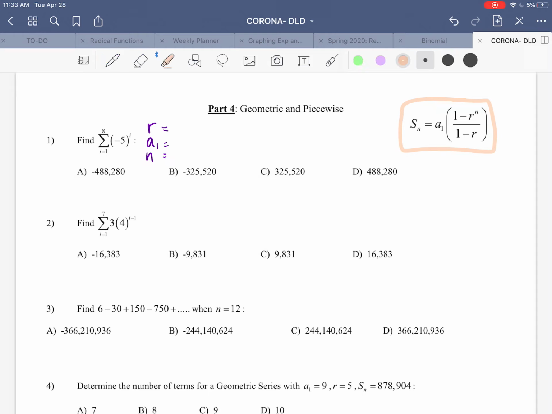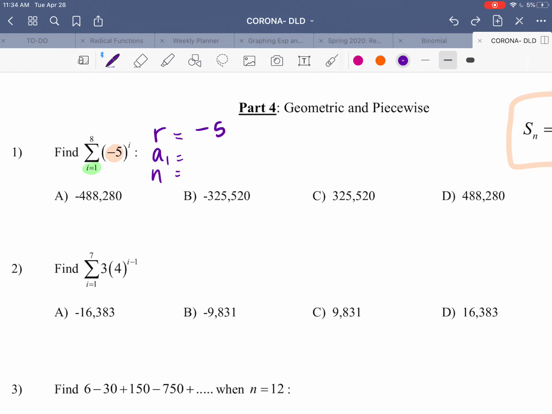ran. R in this case is going to be found right here in the parentheses. It is the base of whatever your exponent, wherever you have an exponent, it's that base. So R is going to be -5. Okay, A sub 1 is our initial value. In order to find that, we need to take whatever our variable is equal to, which in this case is 1. We need to plug 1 in right here for the variable. So we're going to have -5 to the first power, which also equals -5.